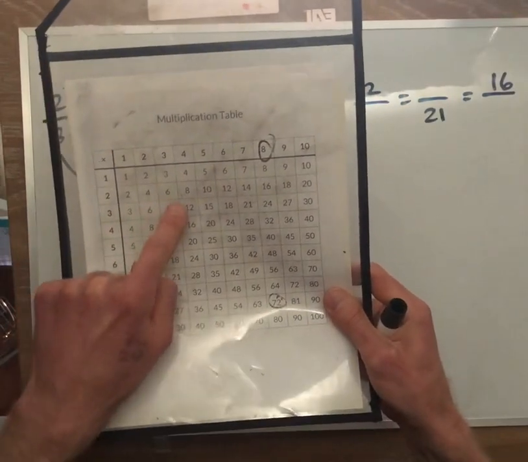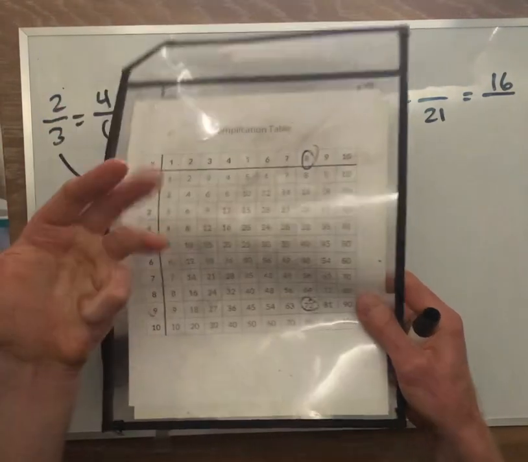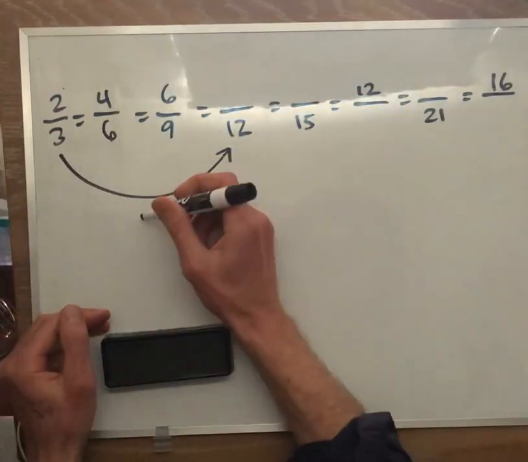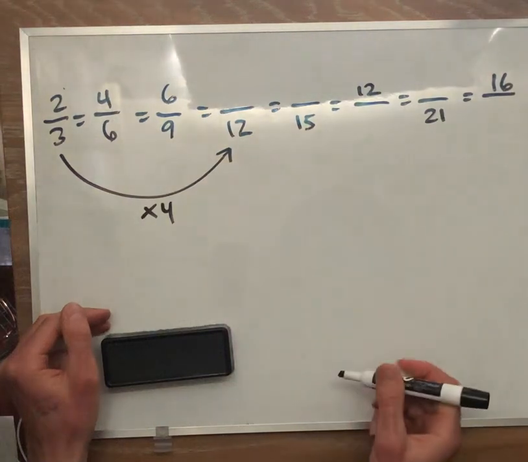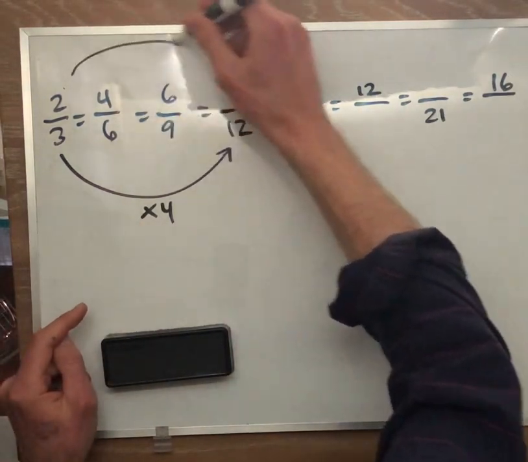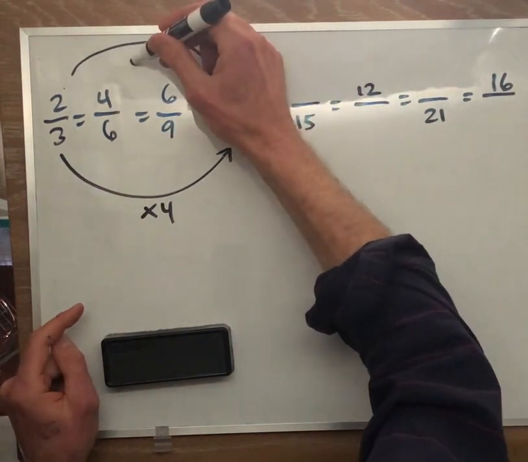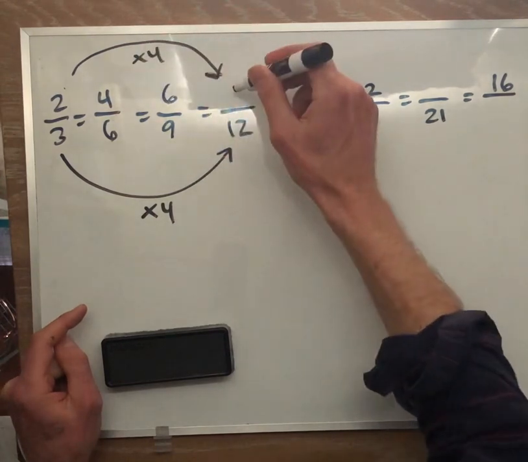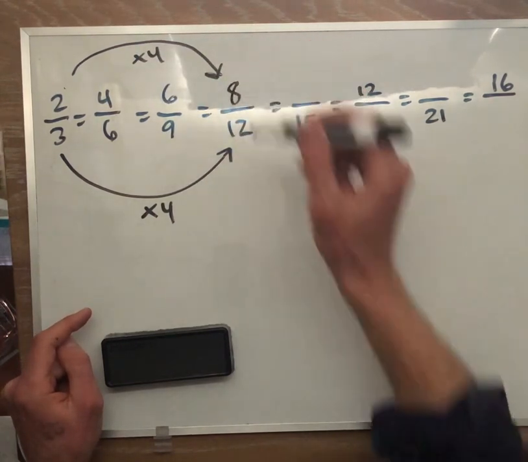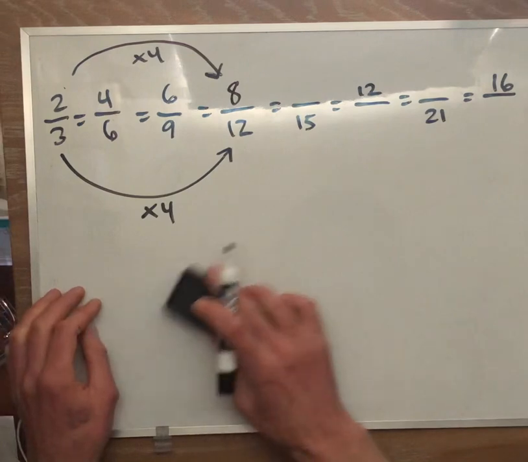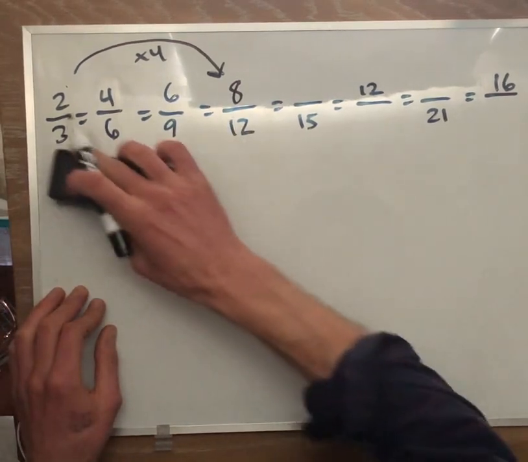3, 6, 9, 12. 4. So now I just solved it because whatever you do to the bottom, you do to the top. So 2 times 4 is 8. Got another one. Man, I'm on a roll.